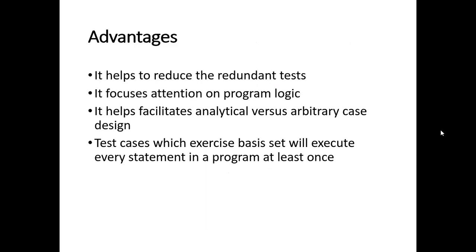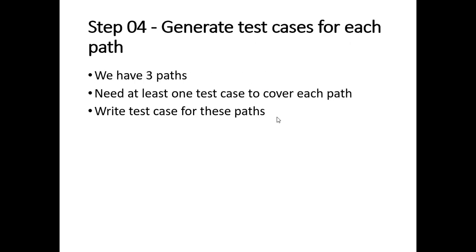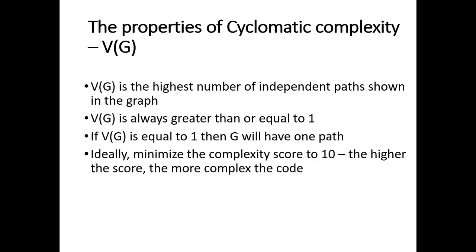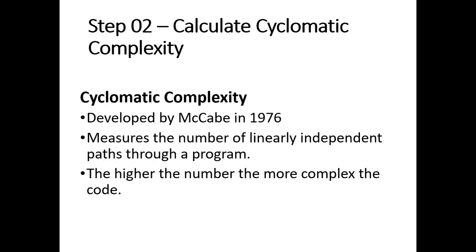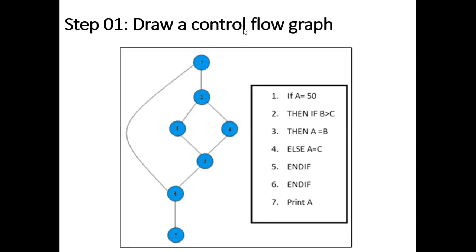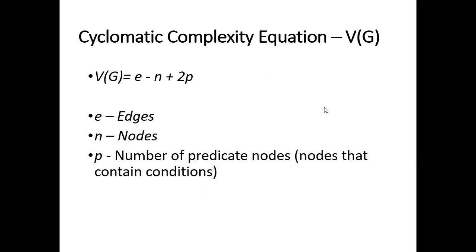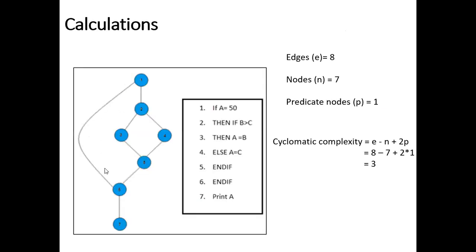So this is all about basic path testing, right? What you have to understand here is that you should be able to develop a very simple control flow graph. If you are good with flowcharts, it's not a very big deal. And then you have to be able to calculate the cyclomatic complexity. Once you can calculate it, you can find the paths of your program, right?